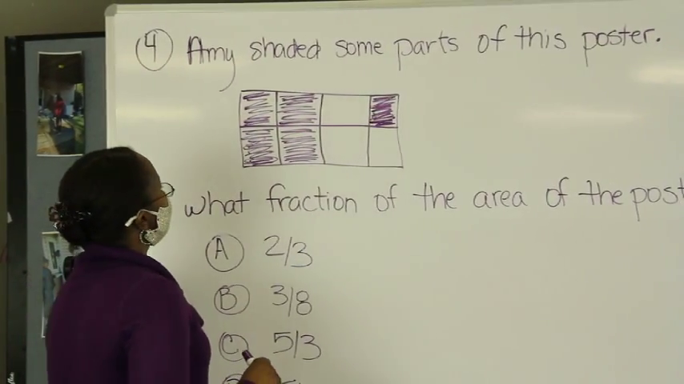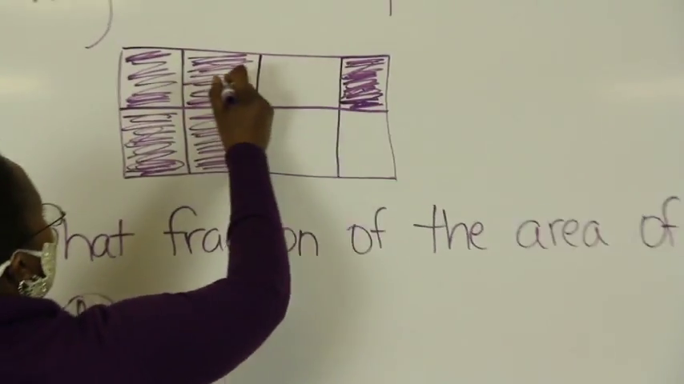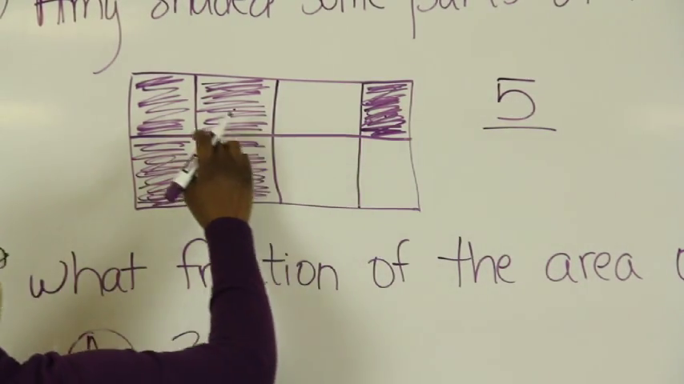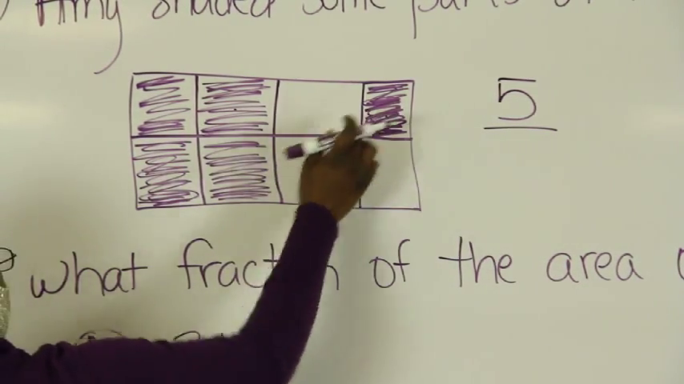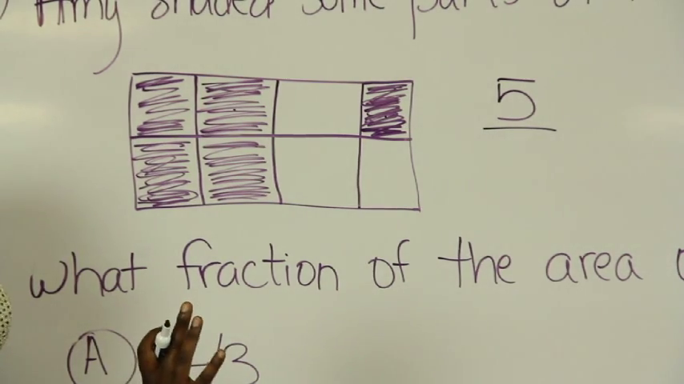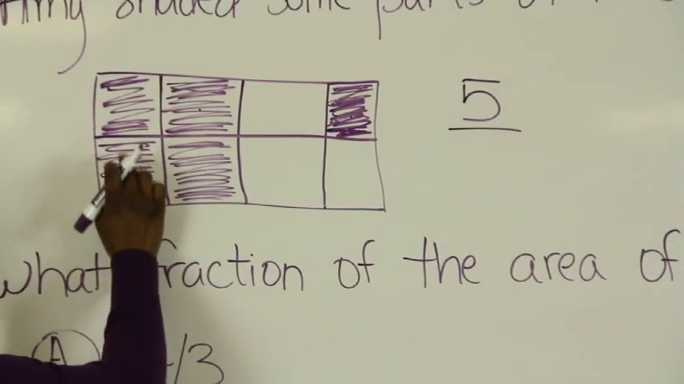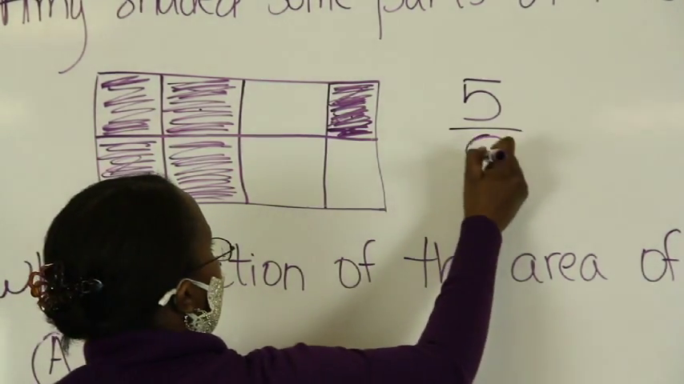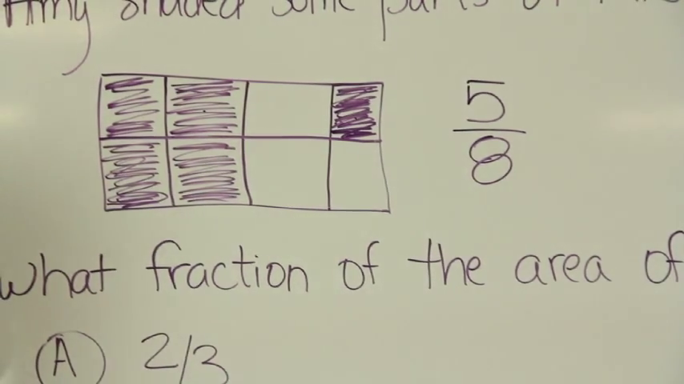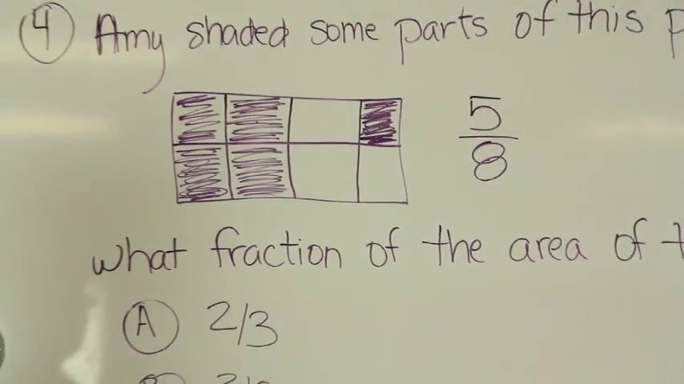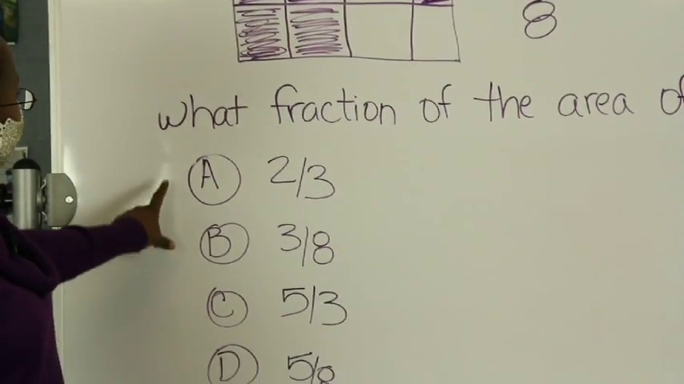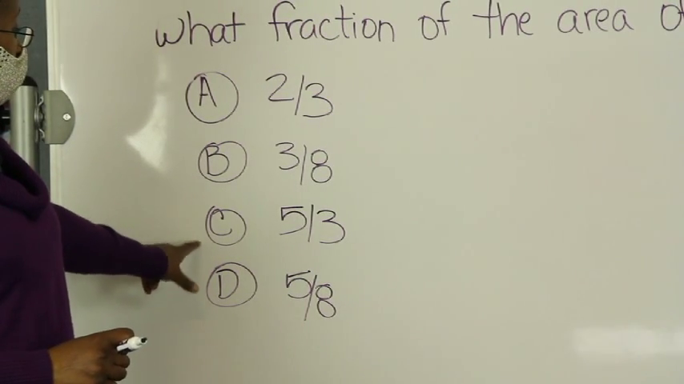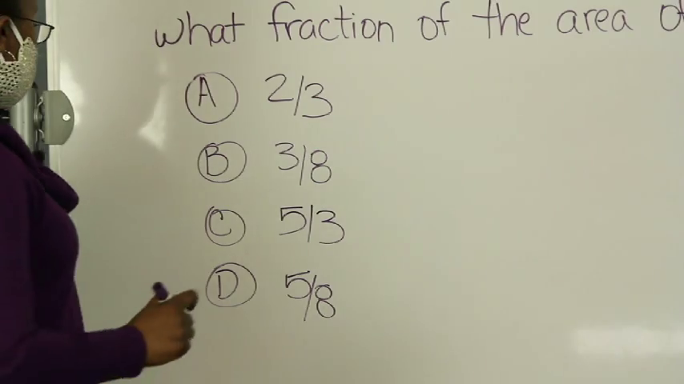So let's go ahead and look at what's been shaded. We've got 1, 2, 3, 4, 5 parts that are shaded, and the total number of parts is 1, 2, 3, 4, 5, 6, 7, 8. Or if you prefer to use your math facts, you have 2 times 4, which is 8, either way. So the shaded area is 5/8. So let's see if that answer is somewhere down here. You have 2/3, 3/8, 5/3, and 5/8. And there we go, 5/8 is right there.